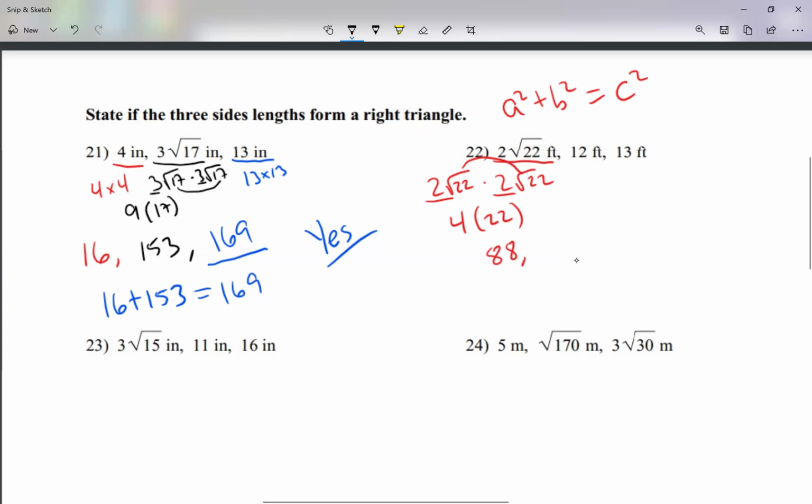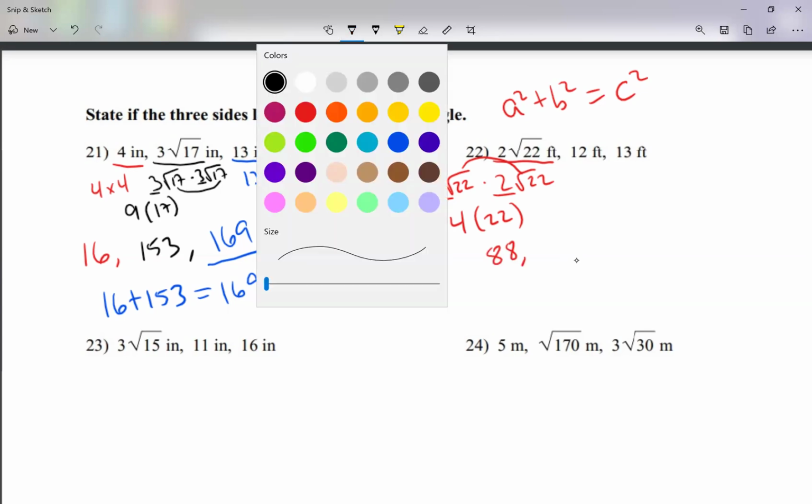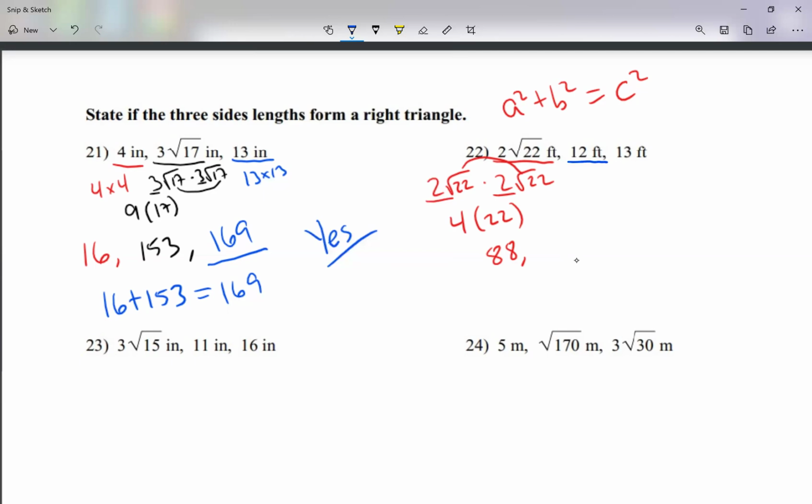Okay, I also have, let me go blue, my second number is 12. For that one, I just have to go 12 times 12. So I'm going to call that 144. Not too hard, right? The third number is 13. That one I just have to go 13 times 13. Not too hard, 169. From the three numbers, the biggest is 169, so that's my c squared.